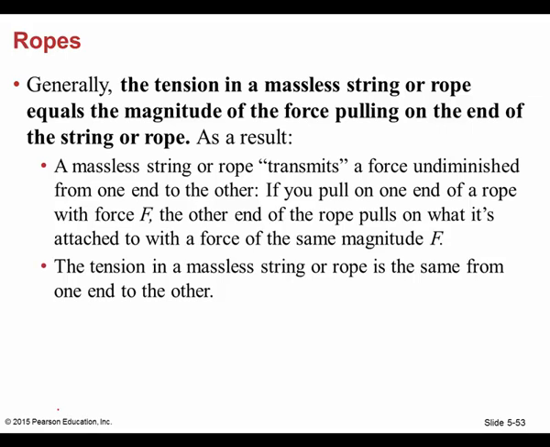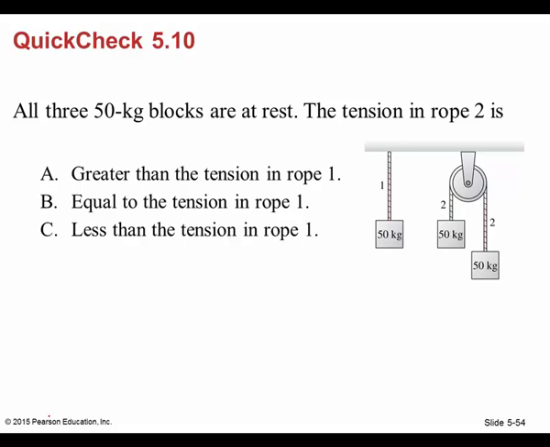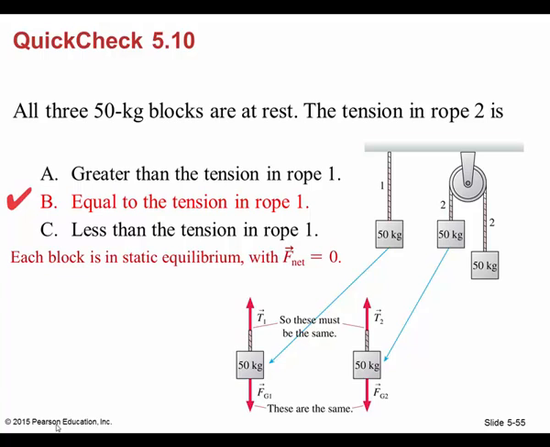All right, notice they tell you generally the tension in a massless string or rope equals the magnitude of the force pulling on the end of the string or rope. What I just told you. All three 50-kilogram blocks are at rest. The tension in rope 2 is what? It has to be equal to 1, y'all. Come on. It has to be. They're balanced. They're not moving. And that's it. I hope that this lecture will help.